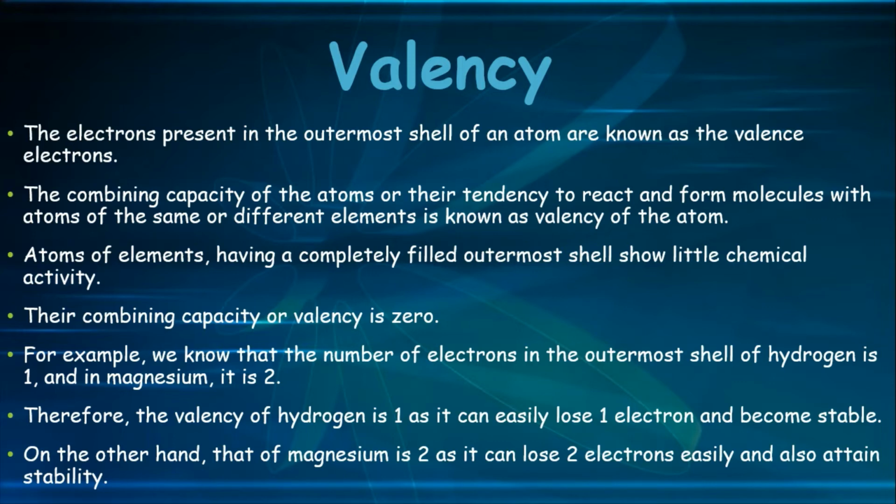For example, we know that the number of electrons in the outermost shell of hydrogen is 1, and in magnesium it is 2. Therefore, the valence of hydrogen is 1, as it can easily lose 1 electron and become stable. On the other hand, that of magnesium is 2, as it can lose 2 electrons easily and also attain stability.